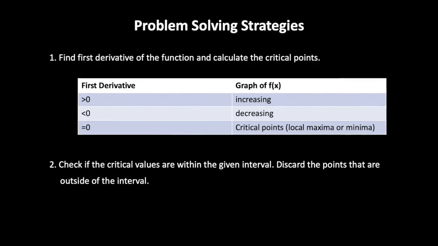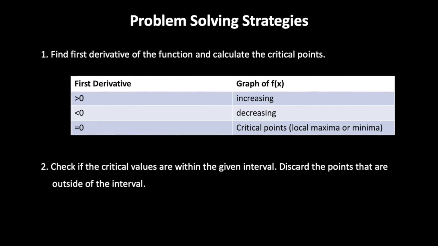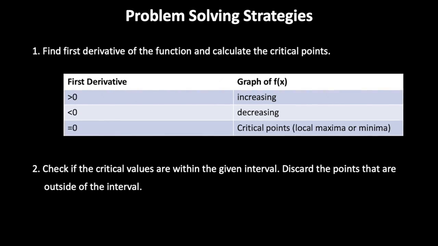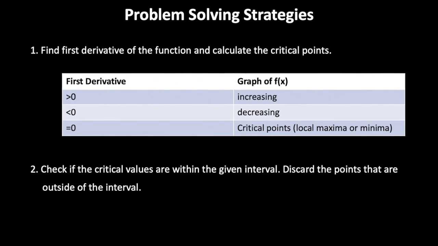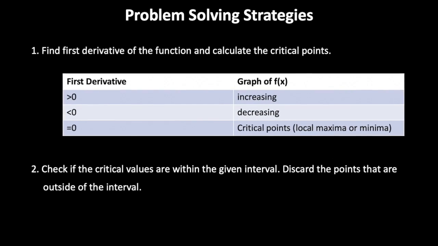If it is positive, the function is increasing, and if it is negative, the function is decreasing. When the first derivative equals 0, the function is either at its local maximum or minimum, as the tangent line would be horizontal at that point. After getting the solutions, check if they are within the given interval.